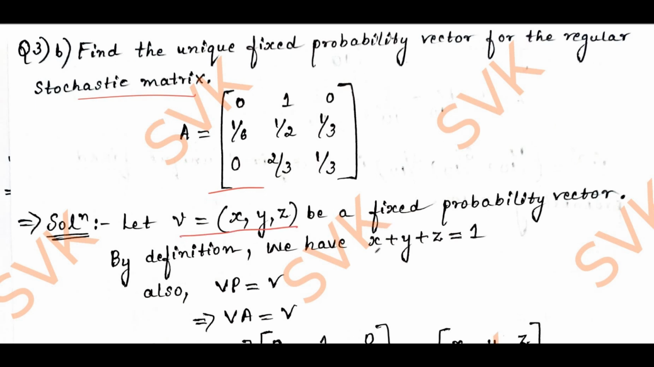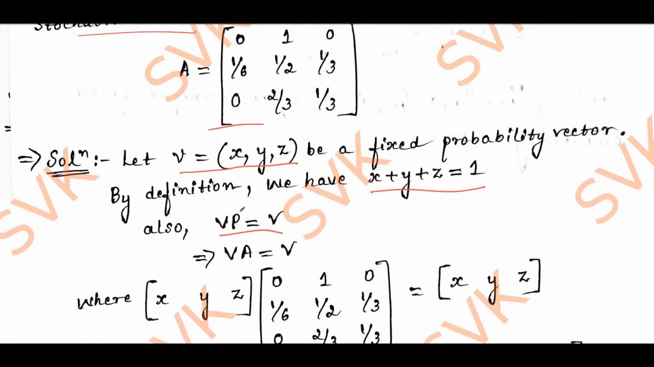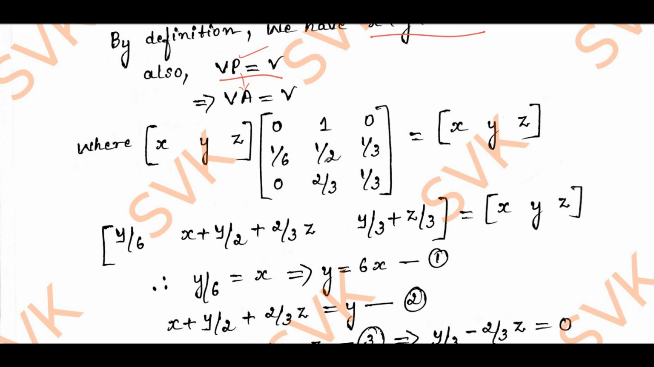By definition, for a unique fixed probability vector, the sum of all those values should be equal to 1. X plus y plus z is equal to 1. So by the definition, VP will be equal to V. Here P is nothing but the probability matrix. Instead of P, they have given A here, so I have replaced P by A. So I have got VA is equal to V. I have considered the vector V multiplied with the matrix A, which is equal to the vector V.